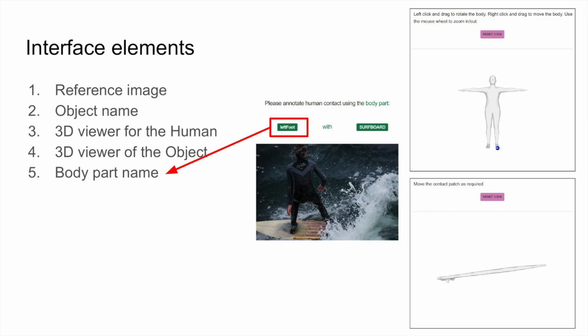Now pay attention to the other green text box above the image on the left side of the text box that shows the object's name. Here it says left foot. This means that in this task, in this current step, we have to annotate the person's left foot on our object, which is a surfboard.